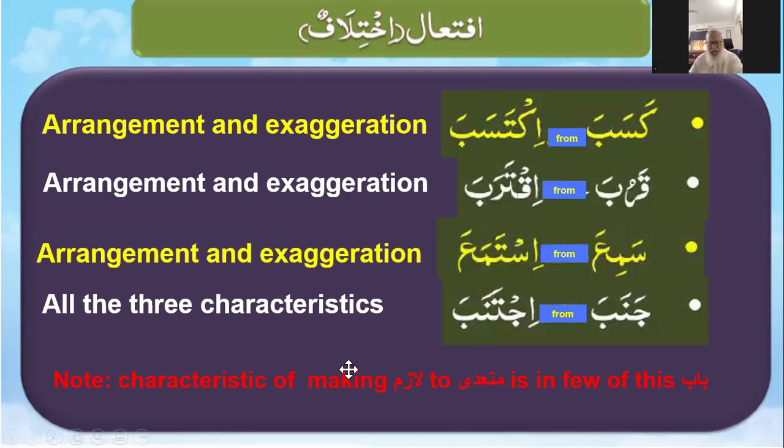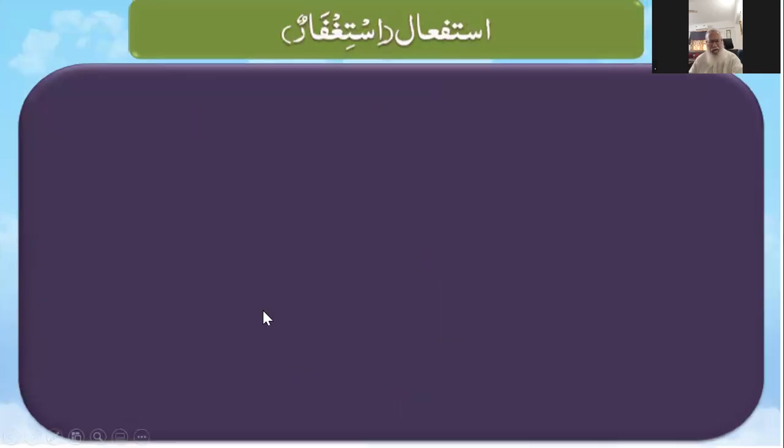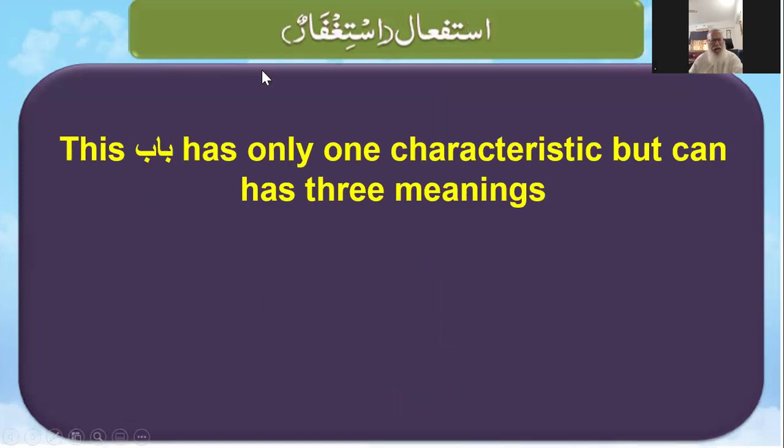Note the characteristics of making lazim to mutadi is of a few of this verb. It does not make everyone mutadi. The next is bab istifal. The verb is istaghfar. Istaghfara is the word, istaghfar is the word, and the bab is istifal.